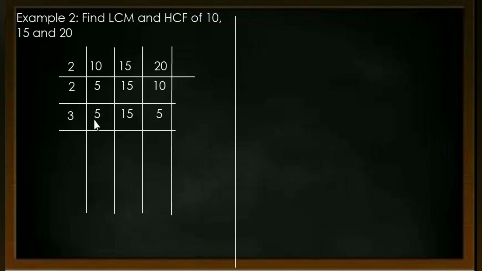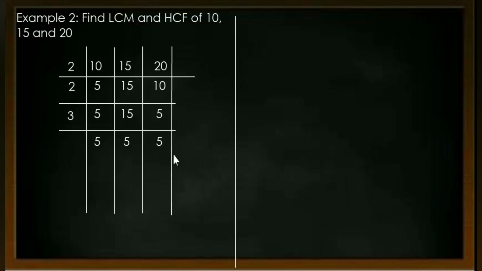Now, when 3 divides 5, there will be a remainder, so we'll have to bring down 5. When 3 divides 15, there will be no remainder to give us 5, right? We'll write 5 here. When 3 divides 5, there will be a remainder, so we'll bring down 5. So we have brought down 5, we have brought down 5. Then underneath 15, because 3 divided 15 without remainder, we wrote what the answer will be, which is 5.